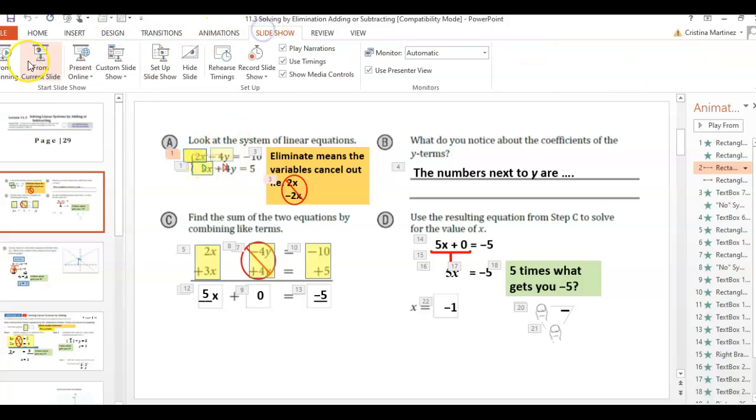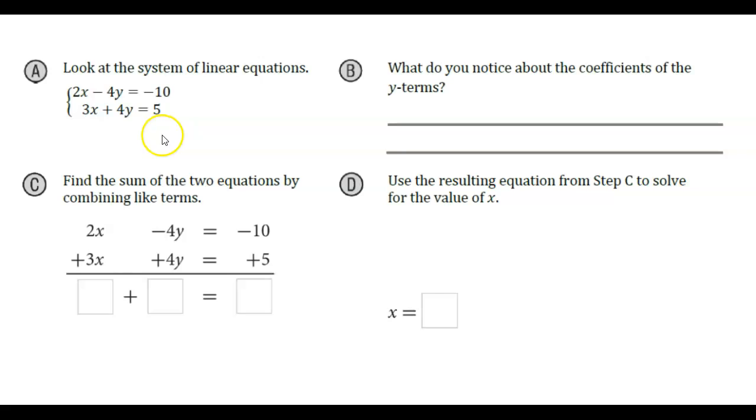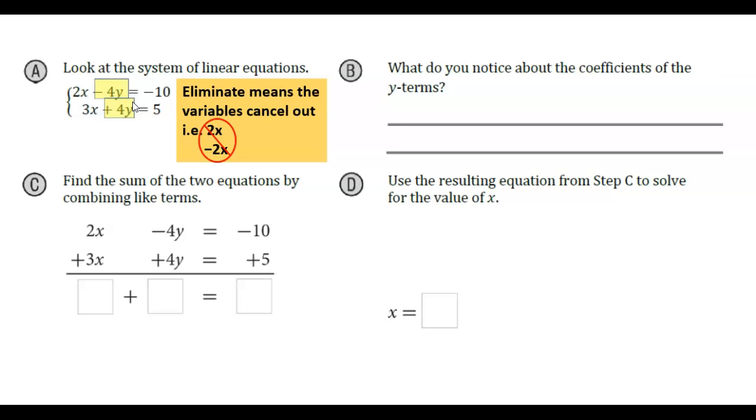For example, again, I know I teach math, so I'm sorry about all the math examples, but it's what I teach. I'll start off the lesson saying, okay, let's look at the system of linear equations. So here we have 2x and 3x. Sliding on over, they want us to focus on the y terms. I want to go over what the word eliminate means. Eliminate means when a variable cancels out to be 0. So for example, 2x take away 2x.